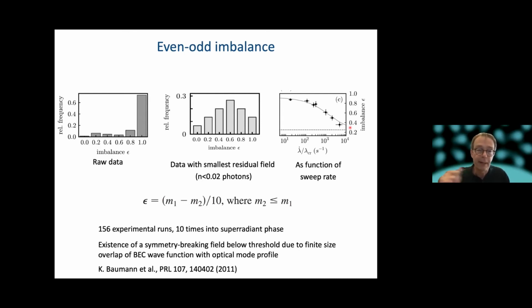Because if you're fast, then you're on a higher energy scale, and any residual symmetry breaking field will not play a role anymore. So this seems to be very consistent also with a simple Kibble-Zurek picture for our situation. Okay.